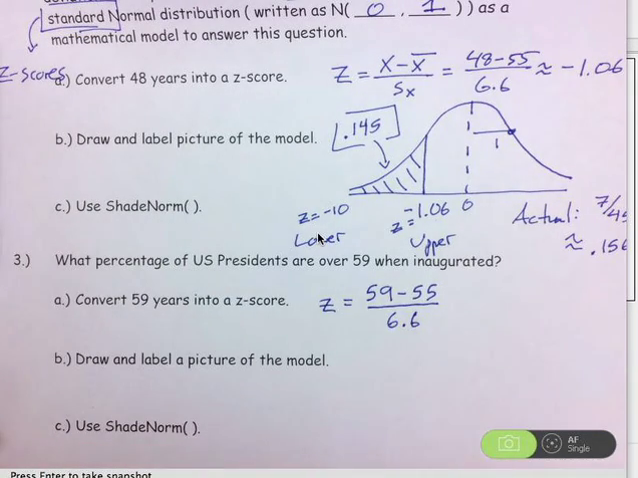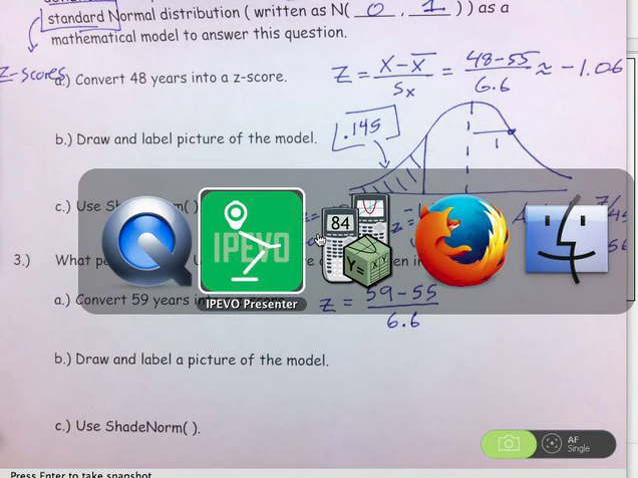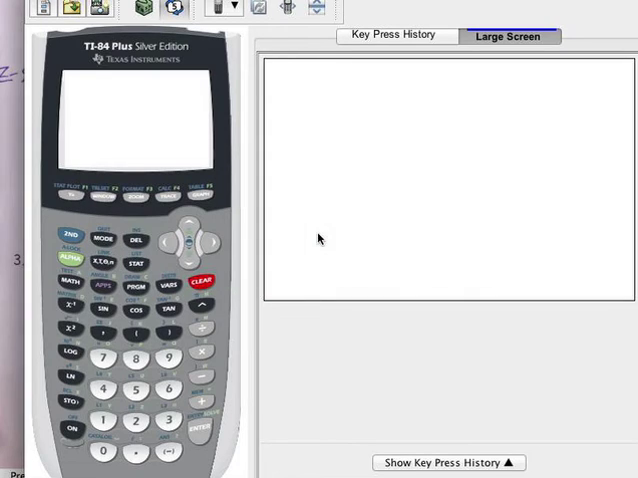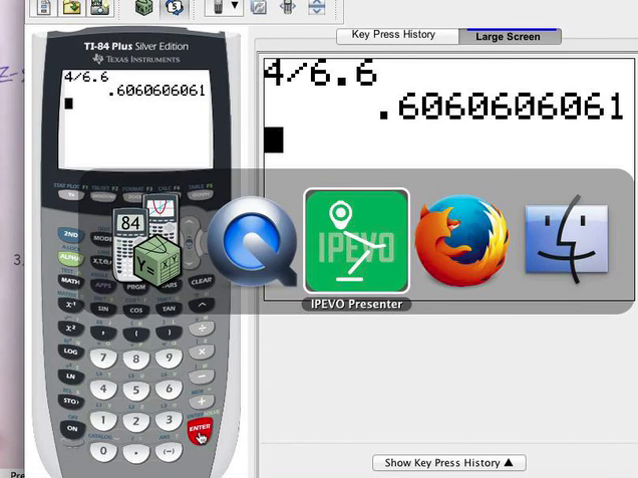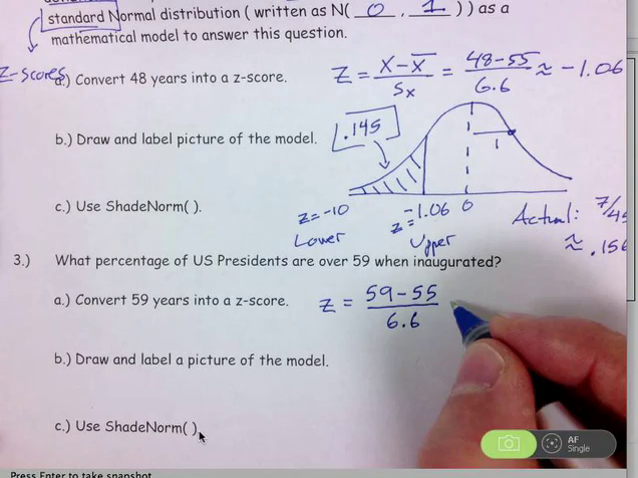So the numerator, 59 minus 55, that difference is 4. So we're just going to take 4 divided by 6.6 in order to get our z-score. So that's a z-score of 0.61 if we round to 2 decimal places.